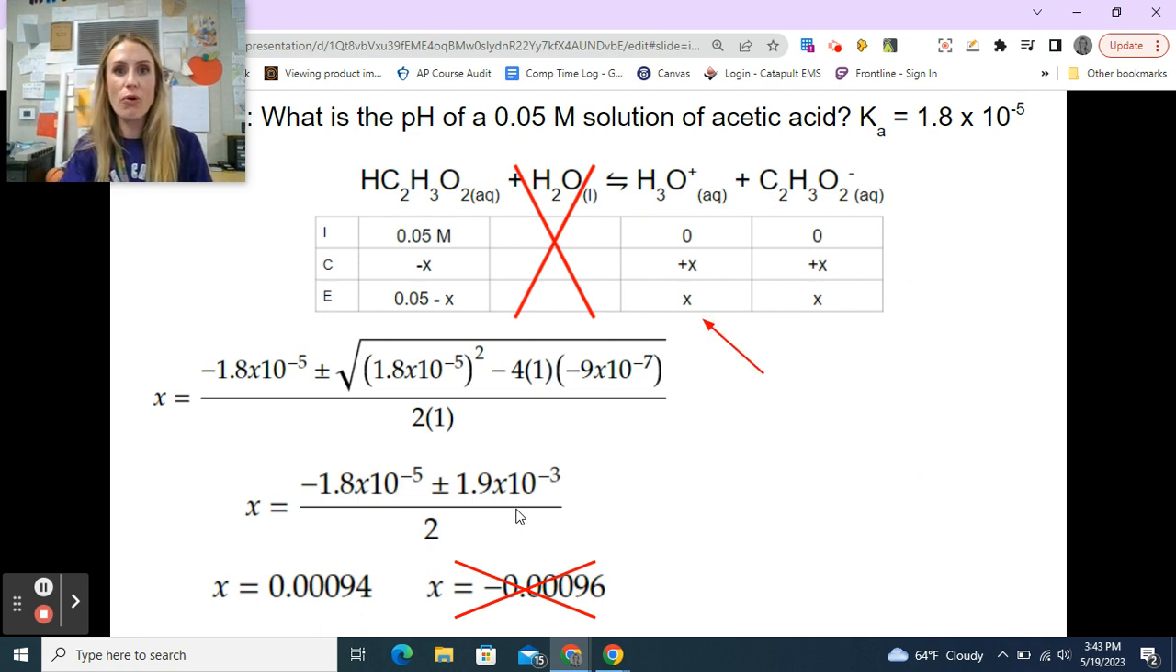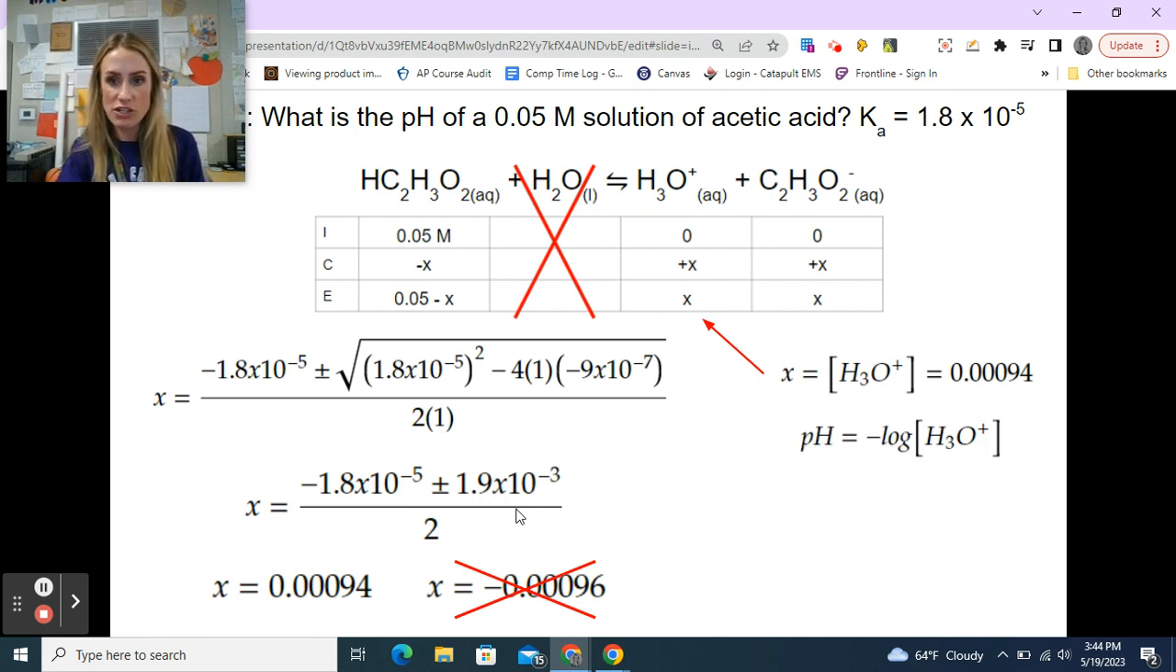And remember, the whole point here was that I wanted to know the pH of this solution. Now, X here is giving me the concentration of the hydronium ion. So from the equations that we learned the other day for pH, I can solve for my pH because I know my concentration of H+. So pH is equal to negative log of H+, or negative log of the concentration of the hydronium ion. So just plugging in my 0.00094 for that H3O plus, we end up getting 3.03 for the pH, and that's my answer.